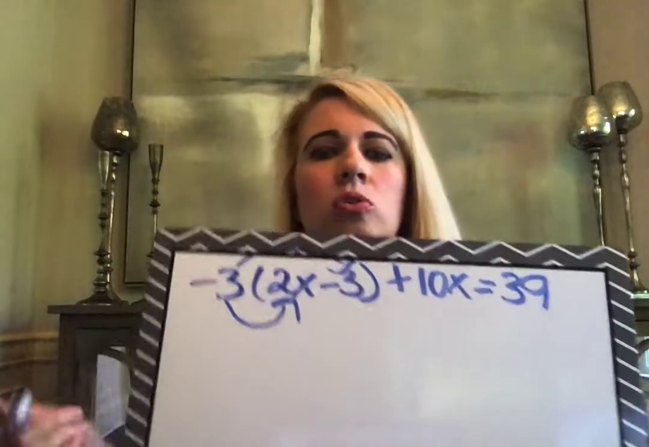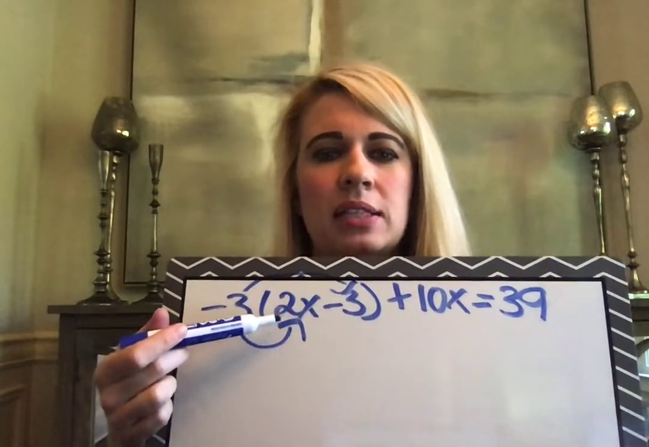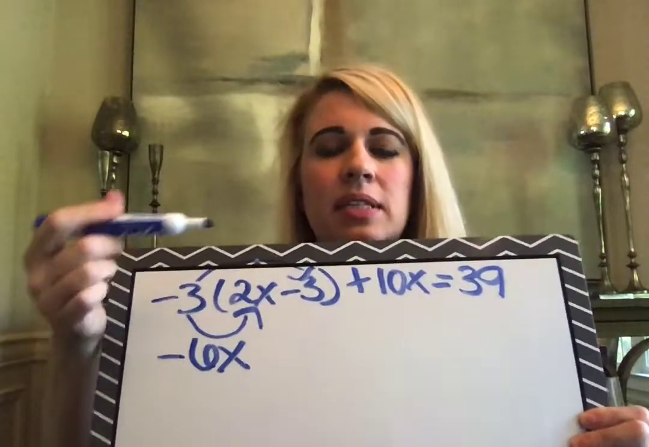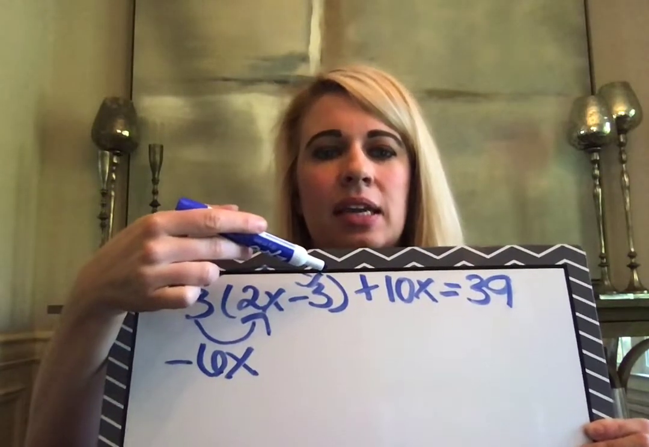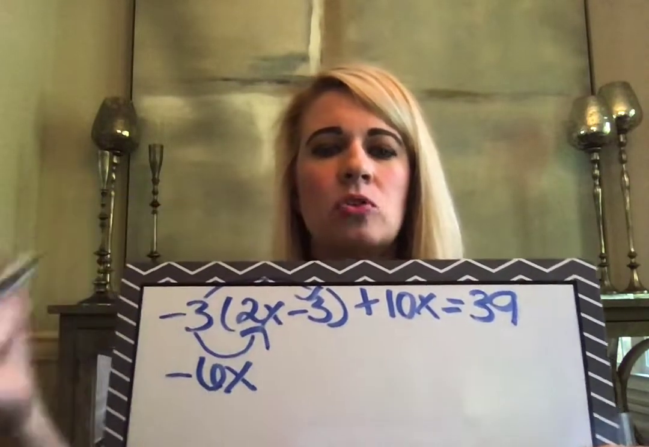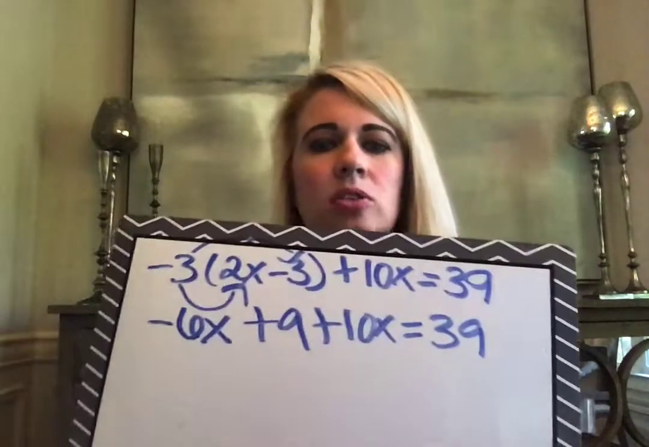So with our integer rules, a negative times a positive is a negative, opposite signs, negative answer. So it's a negative, and what's 3 times 2? 6. So it's a negative 6x. And then a negative times a negative is a positive. So it's plus 3 times 3, which is 9. So plus 9 plus 10x equals 39. So now our next step is to combine our like terms.